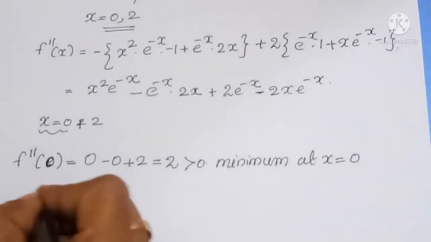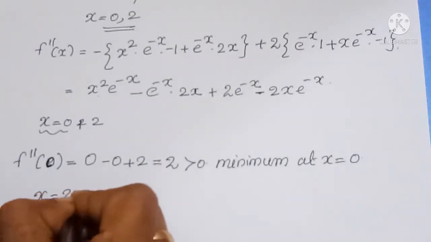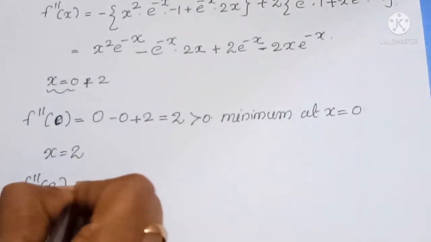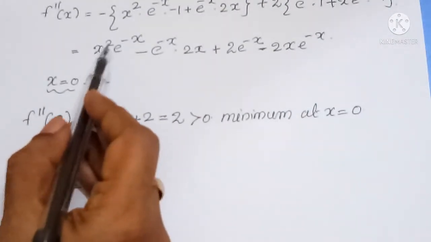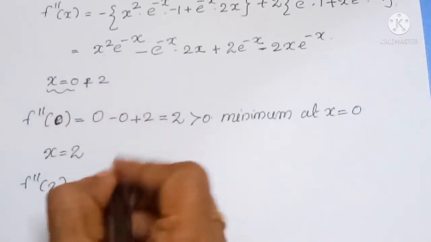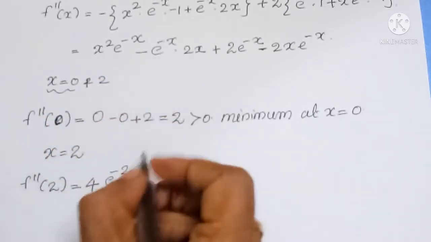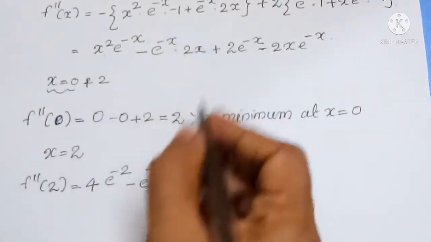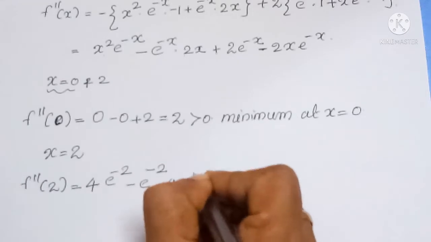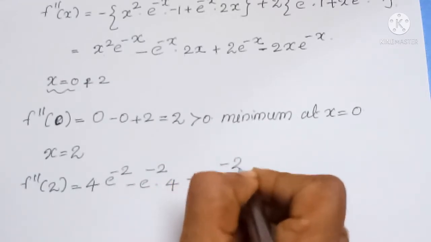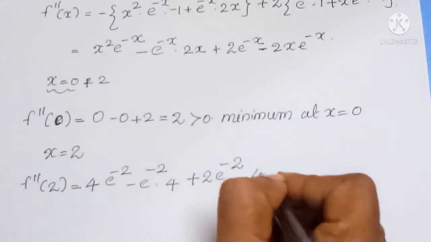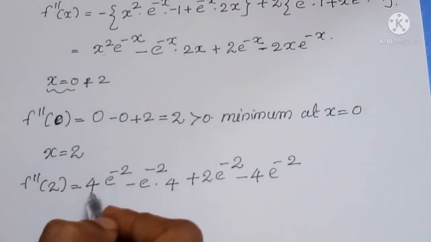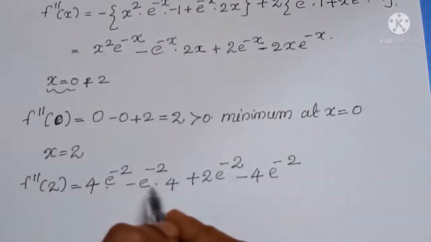So we should substitute x is equal to 2. So f double dash of 2 is equal to 2 square become 4, e raised to minus 2, minus e raised to minus 2 into 2 become 4, plus 2 into e raised to minus 2, minus 2 into 2 become 4 e raised to minus 2. Here we have a plus 4 e raised to minus 2, here minus 4 e raised to minus 2.